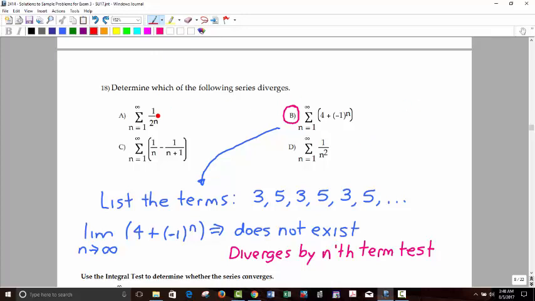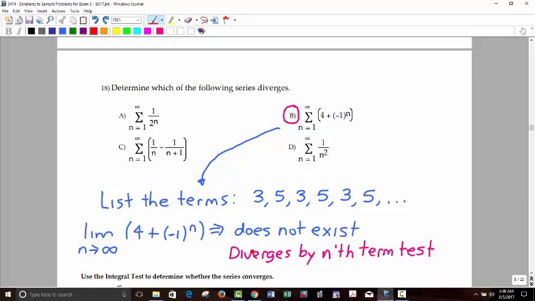A will converge, geometric. C is a telescoping series. It'll converge. 1 over n squared is a converging p-series. So actually you could figure it out that way. If you're confident in what the other ones do, then you would know.